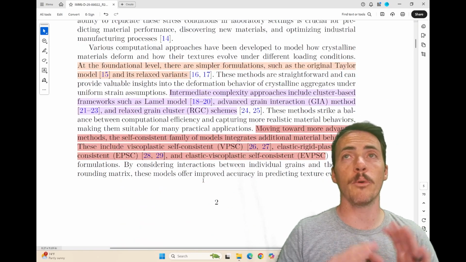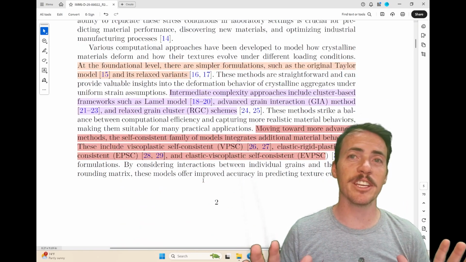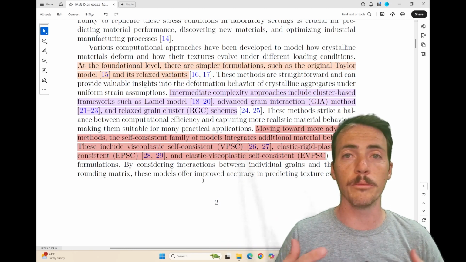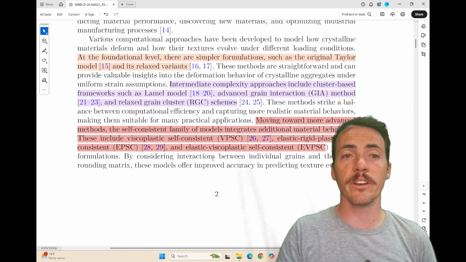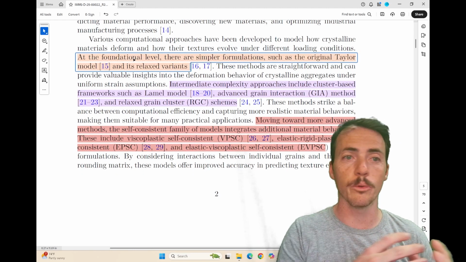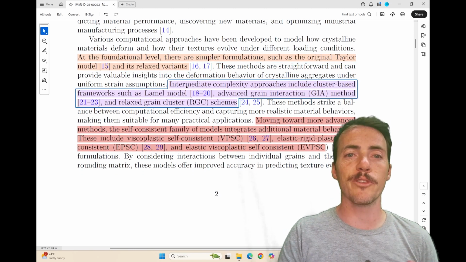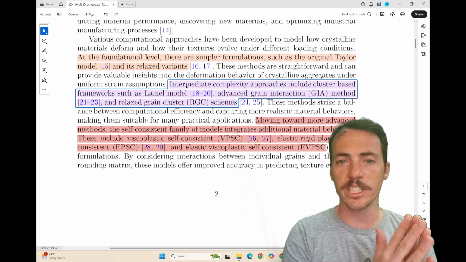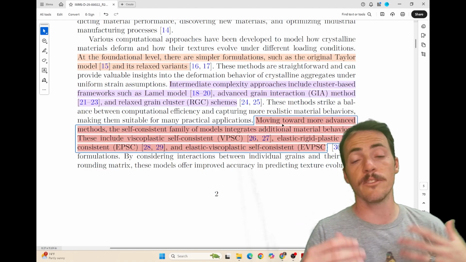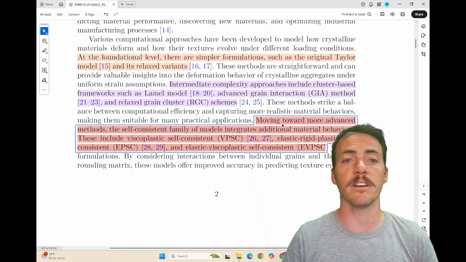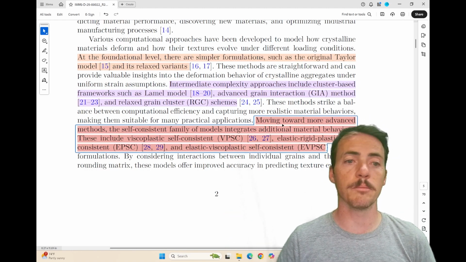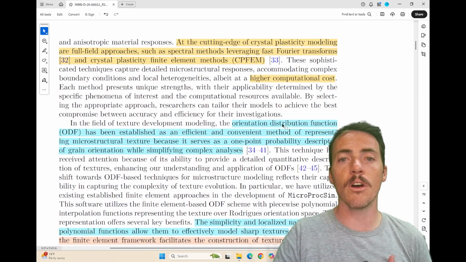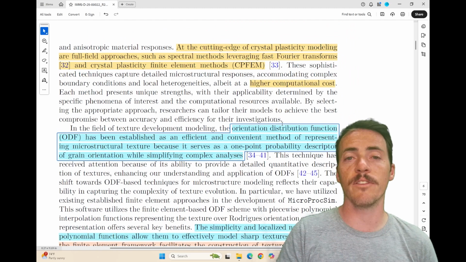The authors start out by pointing out that this is actually a long-studied thing. We obviously care a lot about how microstructure evolves under mechanical deformation because it leads to new properties and new performance. And there's been a lot of work done here. They talk about the foundational models, like the original Taylor model and its variants, the intermediate complexity approaches, Lamel, advanced grain interaction, RGC schemes, all the way up to the more sophisticated ones like viscoplastic self-consistent or the elastic rigid plastic self-consistent models, all the way up to the state of the art, which would be crystal plasticity finite element models.